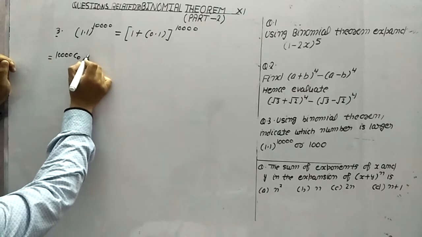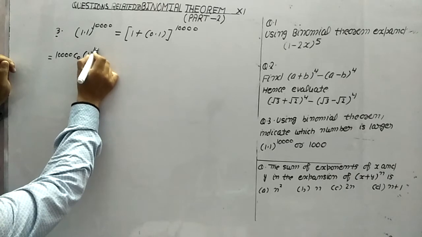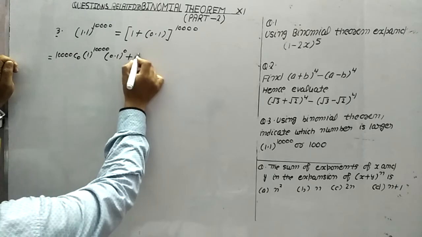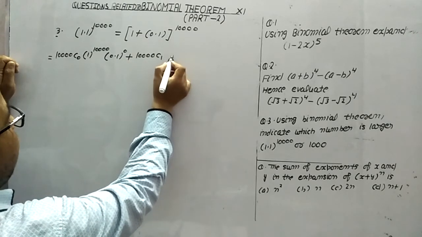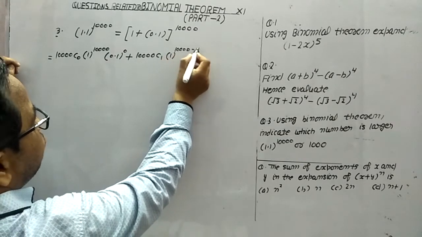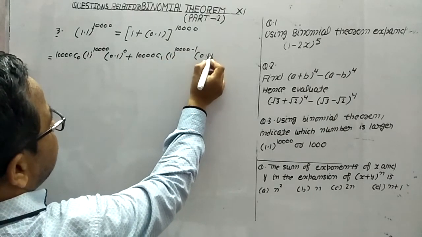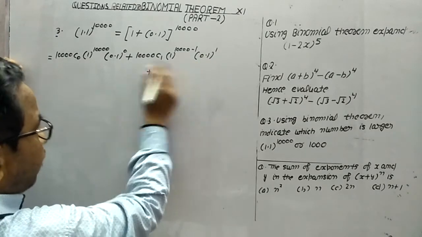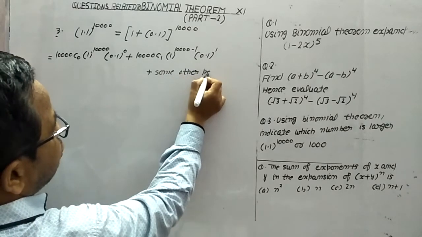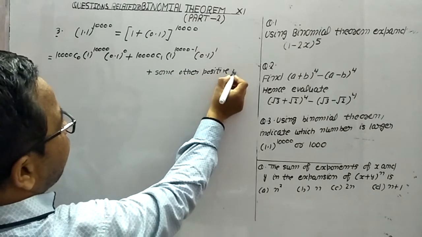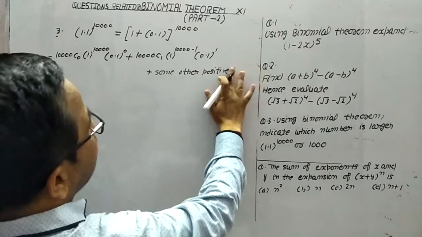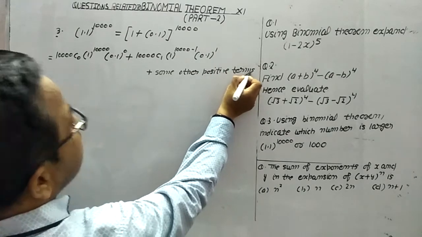It means what does this become? 10000C0, and this is 1^10000, and what is this thing? (0.1)⁰ plus 10000C1, and what is this thing? 1^(10000−1), and what is this thing? (0.1)¹. And here we will write down some other positive terms. Reason? Because from these two terms we can identify which one is greater.